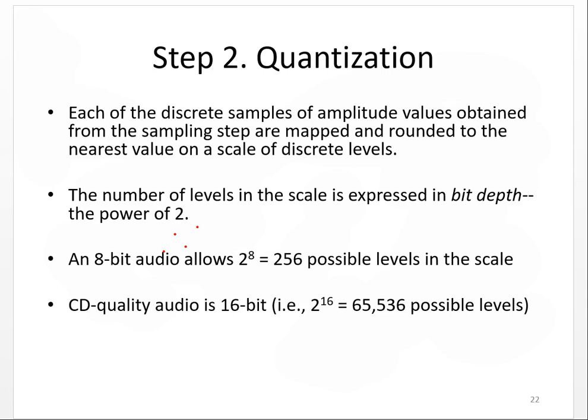So in the same way, 8-bit audio allows 2 raised to power 8. You know about 2 raised to power n, so bit is 8, so 2 raised to power 8 is 256 possible levels in the scale. And CD quality audio is 16-bit, which gives 65,536 possible levels. So keep in mind, what is quantization? Quantization is just rounding the amplitude value to the nearest figure.